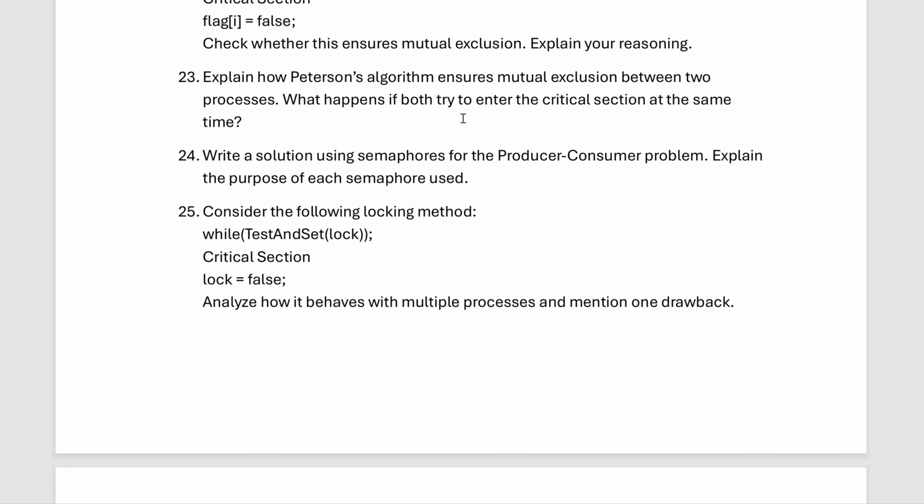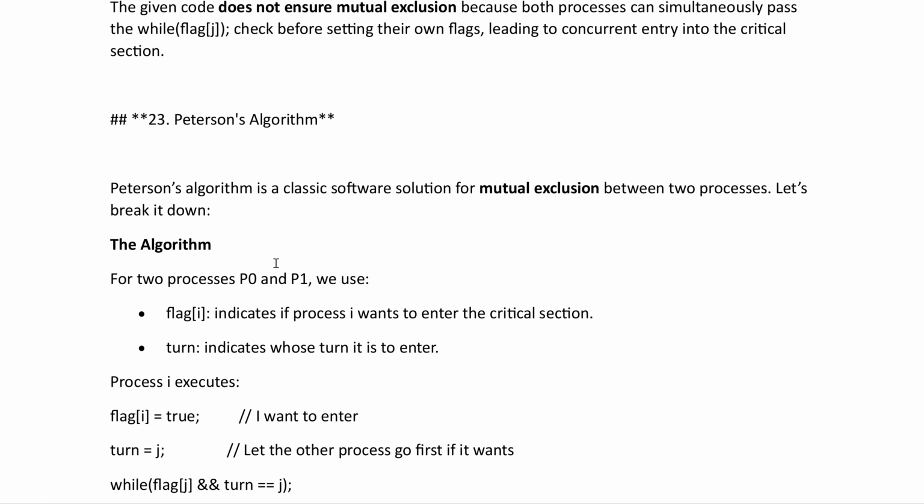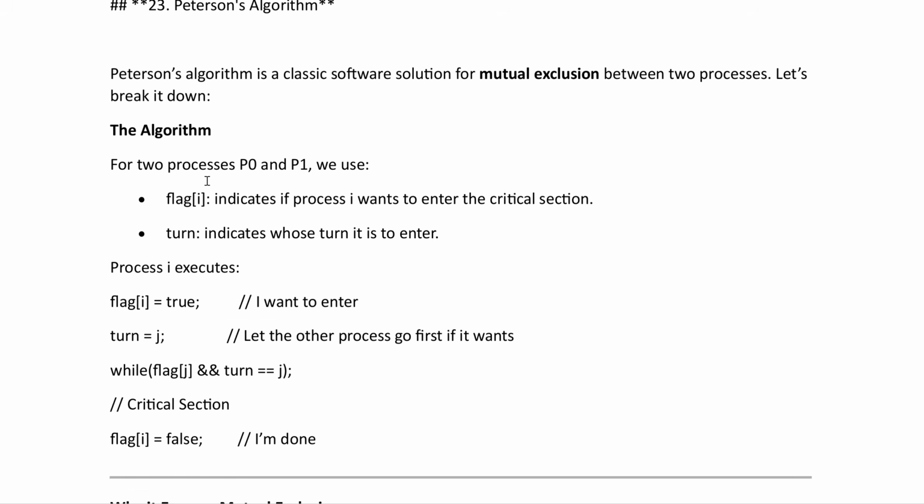That is the next question: explain how the Peterson algorithm ensures mutual exclusion between two processes. What happens if both try to enter the critical section at the same time? The Peterson algorithm is a classical software solution for mutual exclusion between two processes. Let us break it down. For two processes P0 and P1, flag I indicates if process I wants to enter the critical section, and turn indicates whose turn it is to enter.